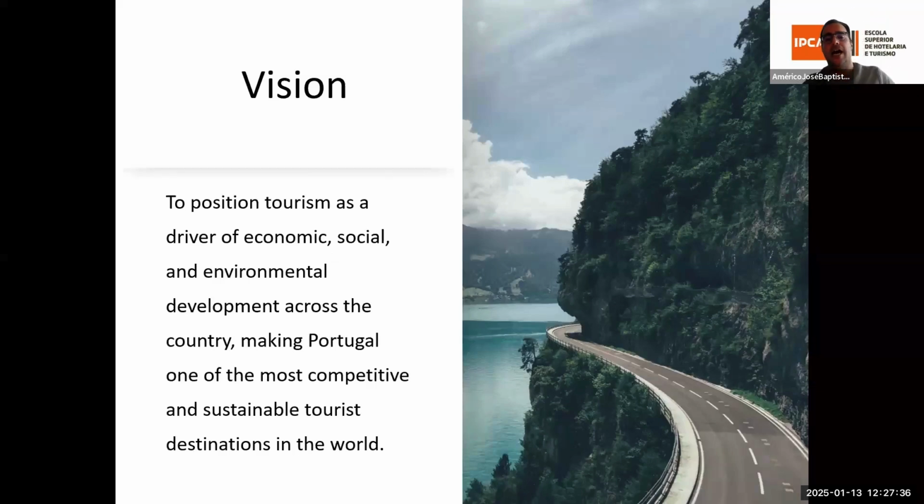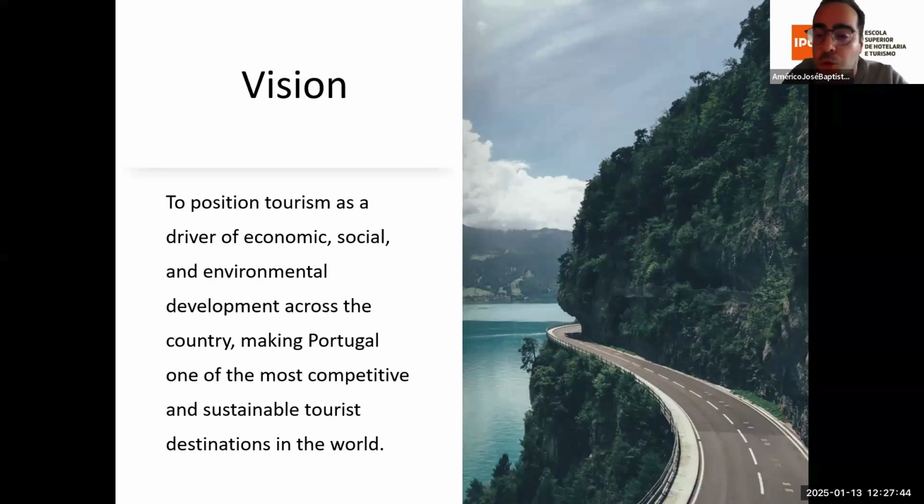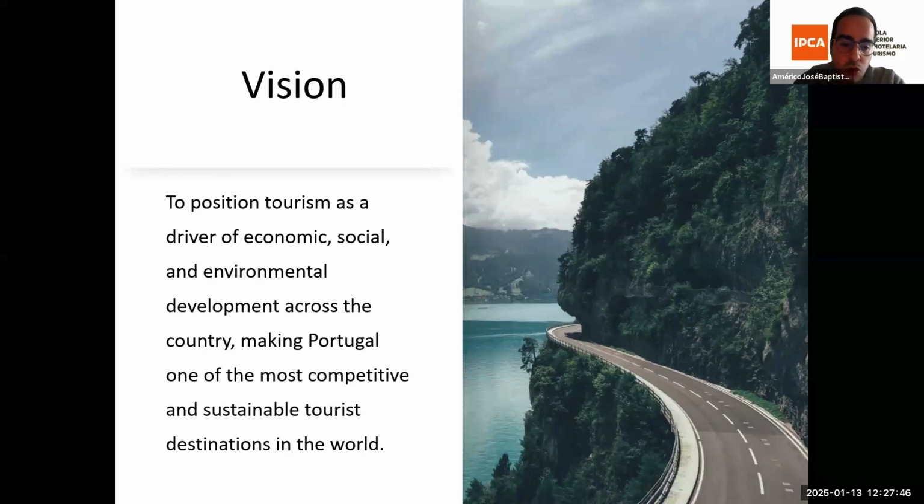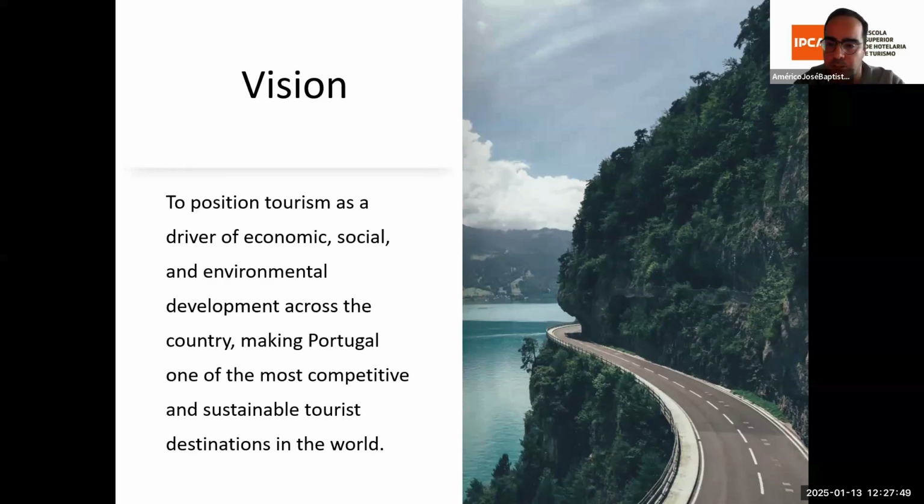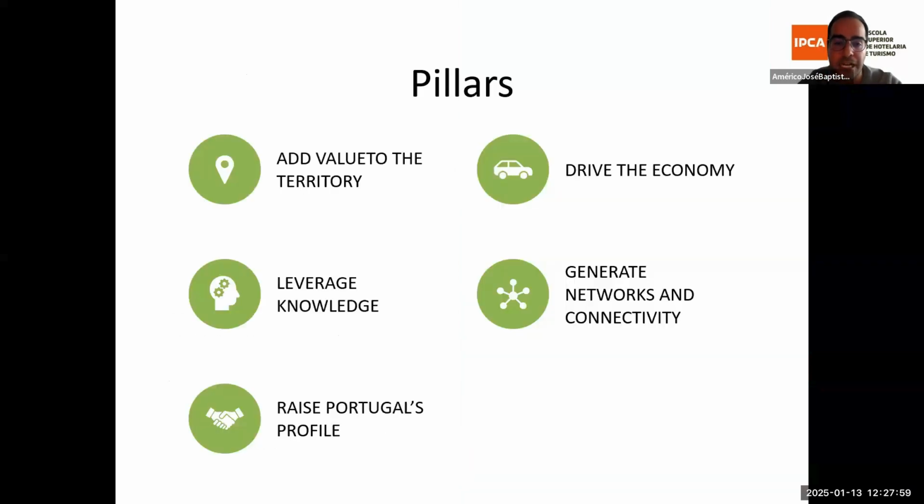This strategy has a vision: position tourism as a driver of economic, social, and environmental development across the country, making Portugal one of the most competitive and sustainable tourist destinations in the world. ET 27 defines 5 strategic axes, each with specific action lines.